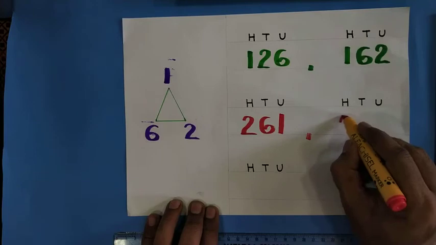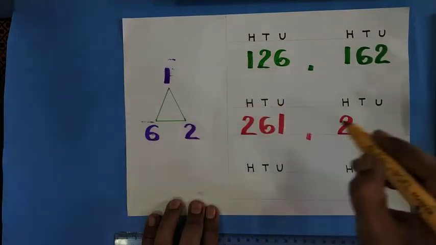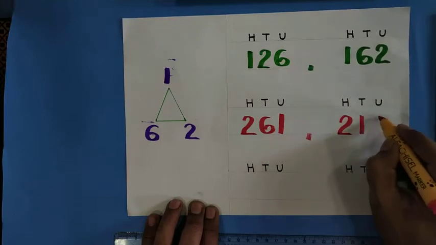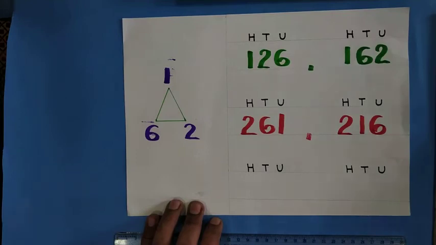Then again 2 at the 100 place. Now anti-clockwise like this: 1 and 6. 216.